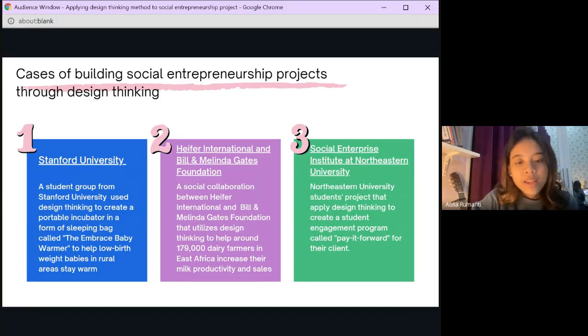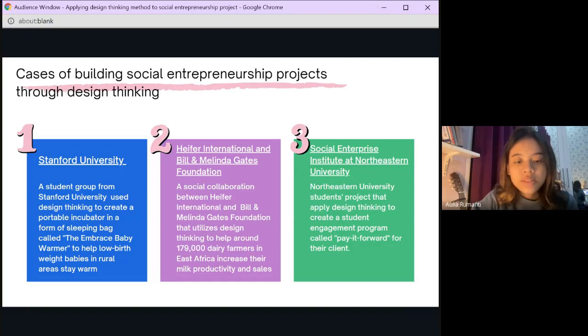And a team of IDEO participated in this project to understand the processes and design new products, services, and programs with design thinking methodology. This project then became one of the leading market-oriented agro-livestock development initiatives in East Africa.